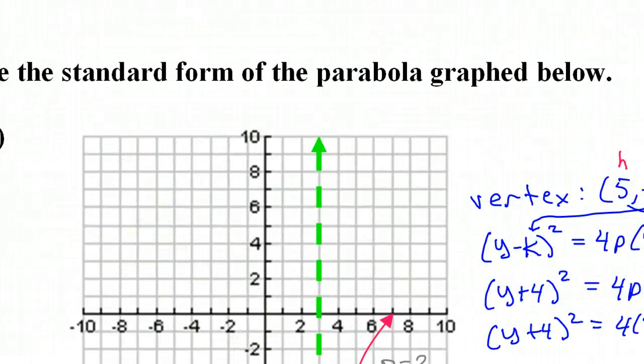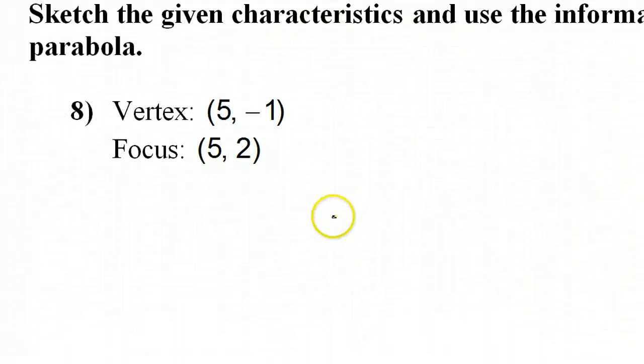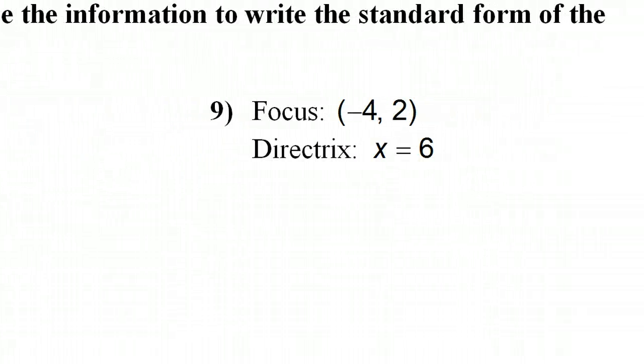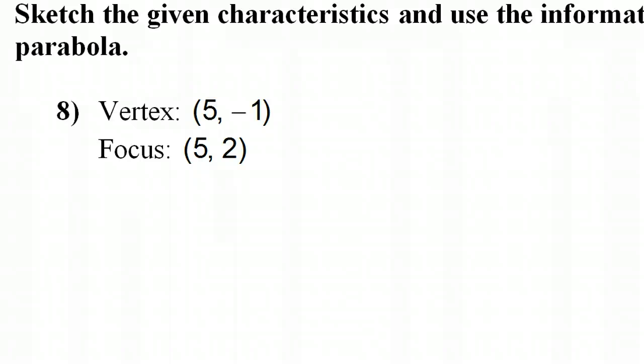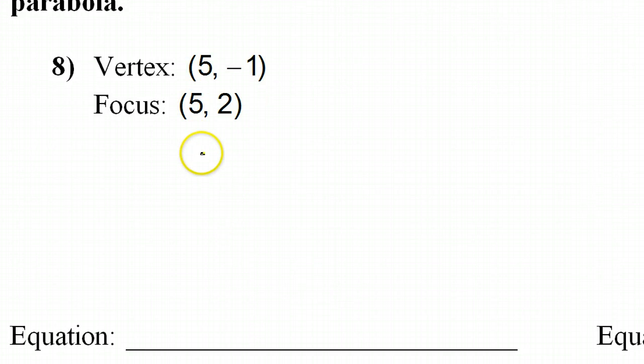Alright, that was number 7. Let's find number 8. Okay, sketch the given characteristics and use the information to write the standard form of the parabola. So we have to write another equation, but this time we have to make our own sketch. That's fine, we're not scared. Or are we? Let's see. So here comes our sketch.